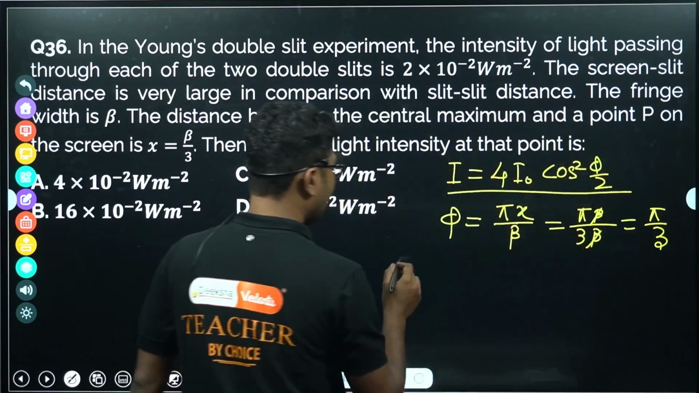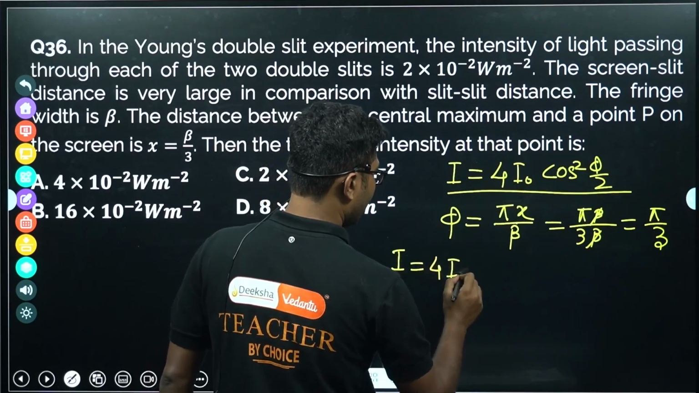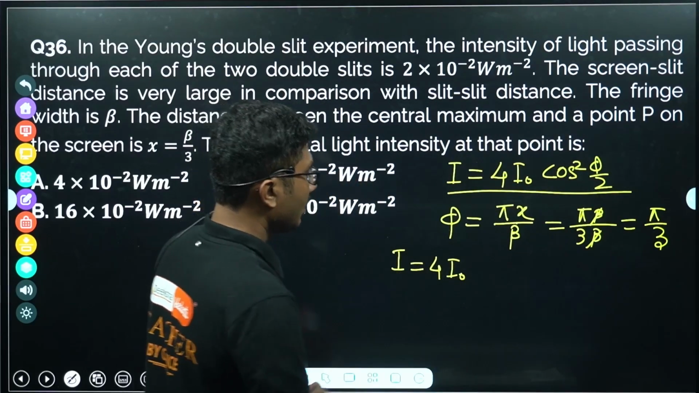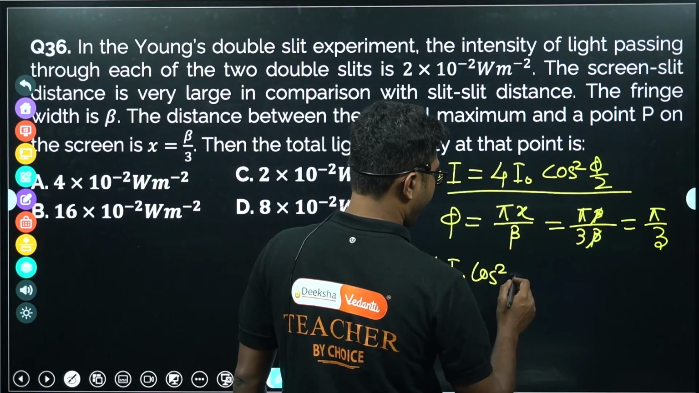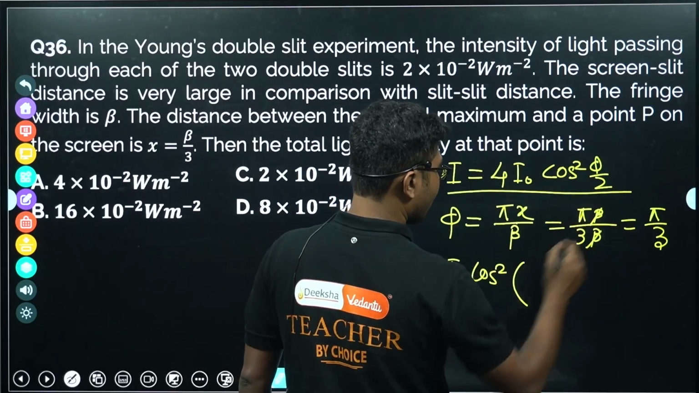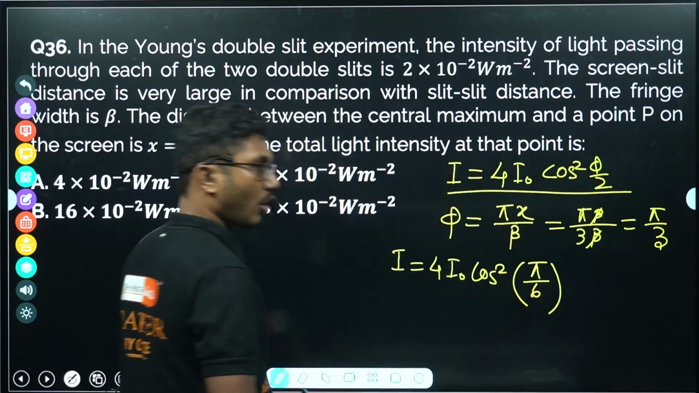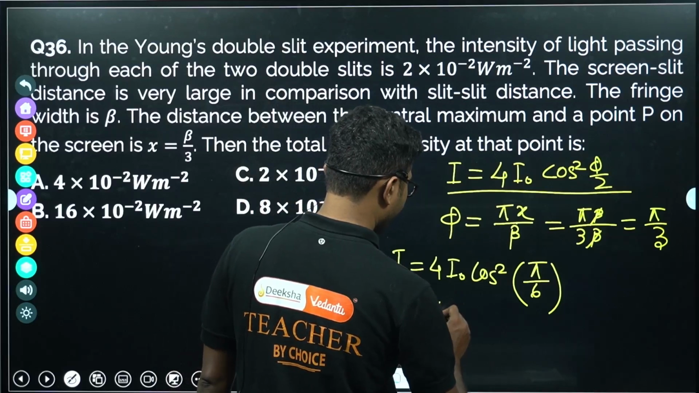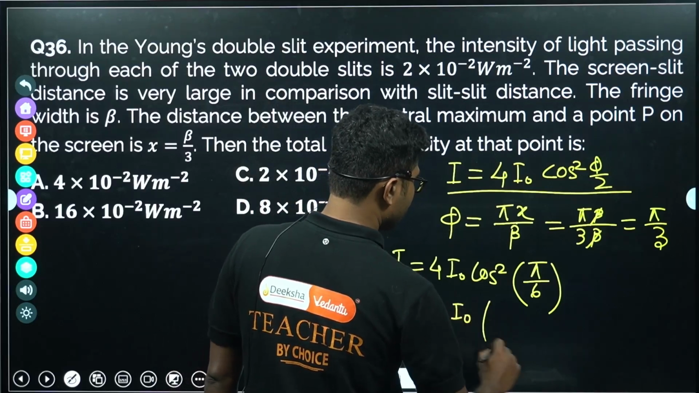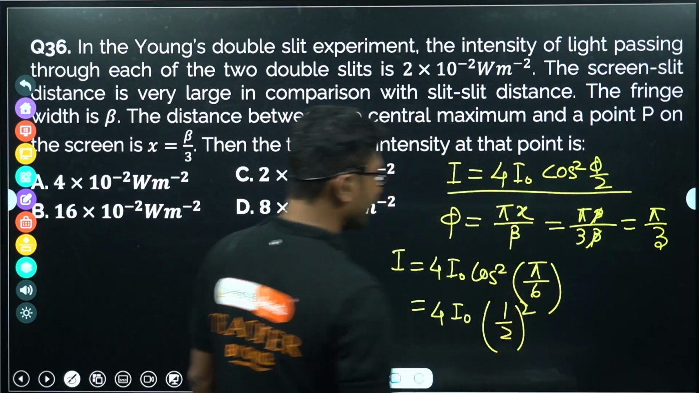Now if you put the value, I equals 4 I naught cos square phi by 2. Phi by 2 means pi by 3 by 2, that is pi by 6, that is cos 30 degree. What is the value of cos 30 degree? Yes, that is root 3 by 2. Now there is a square, so you have to use the square.